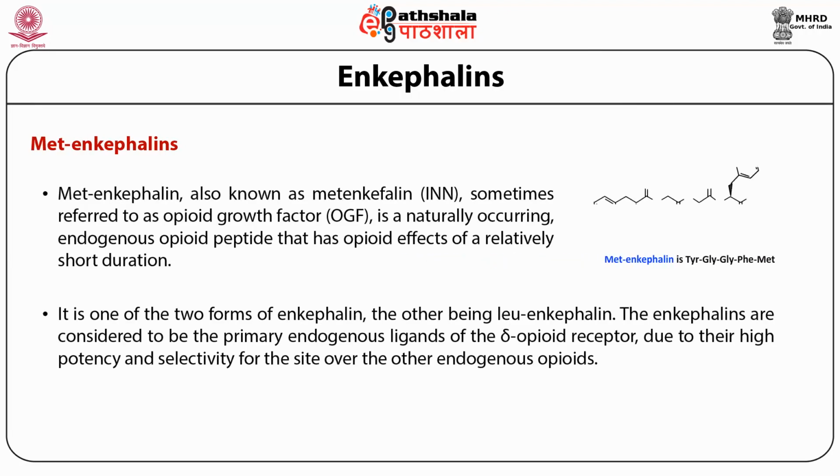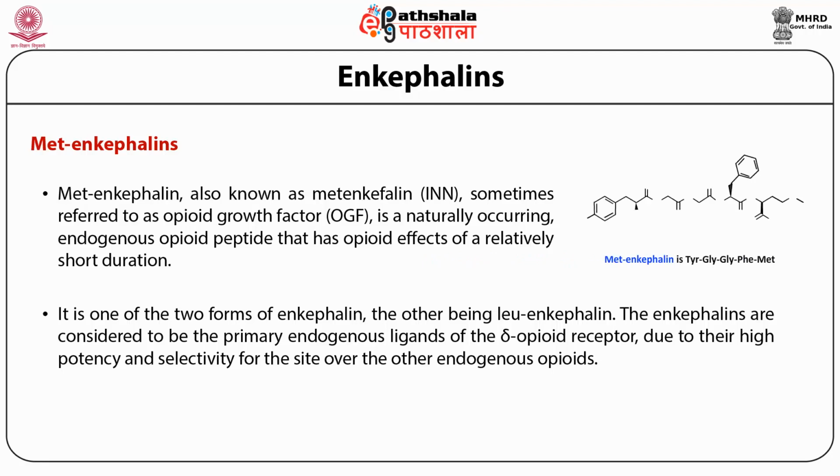It is called metenkephalin only because in the fifth position of the amino acid sequence, the sequence actually has methionine. Metenkephalin, also known as metenkephalin, which is the INN. Sometimes it is also referred to as the opioid growth factor, OGF, and it is a naturally occurring indigenous octapeptide and has opioid effect of a relatively short duration.